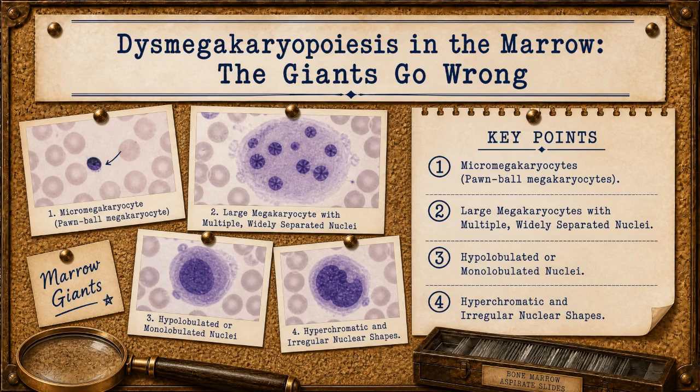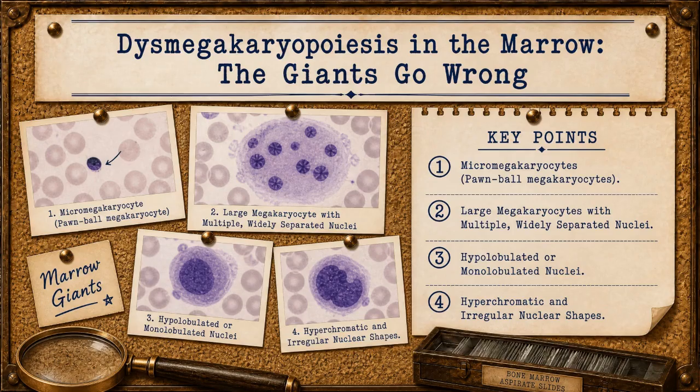round or oval nucleus. On the other end of the spectrum, you'll also find micromegakaryocytes. These are abnormally small megakaryocytes or their precursors. Then there are the abnormal nuclear shapes. Instead of the characteristic multilobulated nucleus, you might see hypolobulated nuclei or, conversely, hyperlobulated nuclei. A particularly distinctive feature is multiple separated nuclei, where the nucleus appears to have fragmented into several distinct, unconnected pieces within the cytoplasm. You might also observe an uneven number of nuclei.